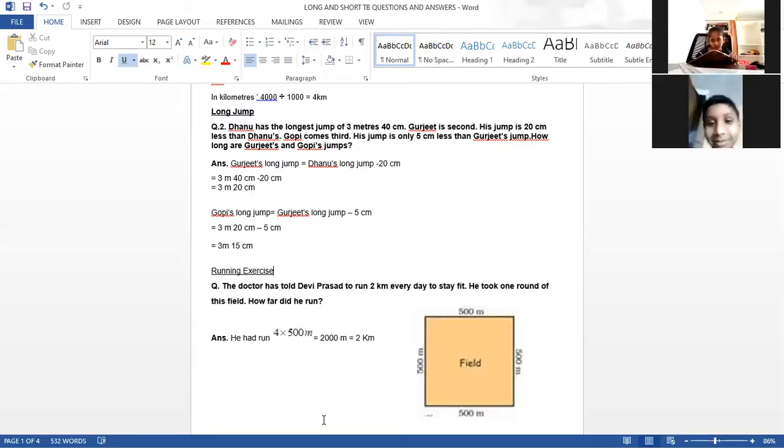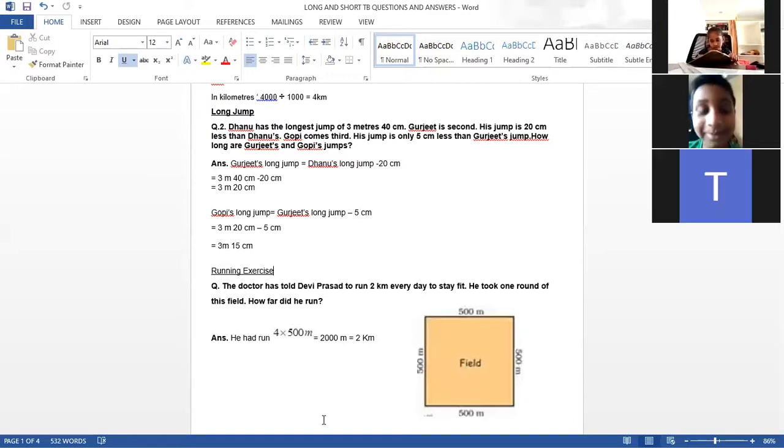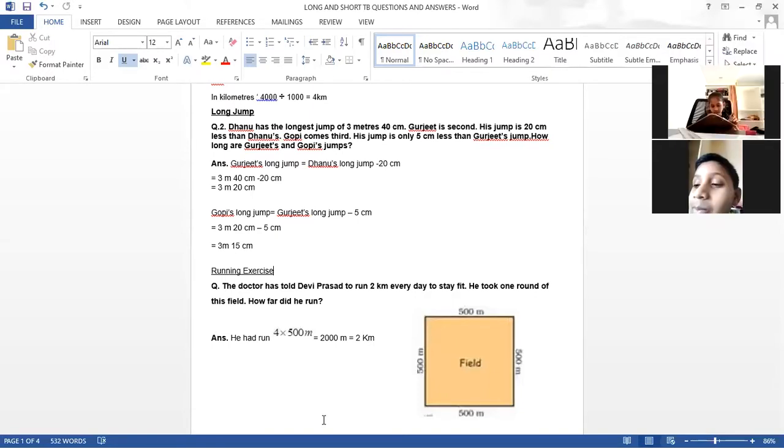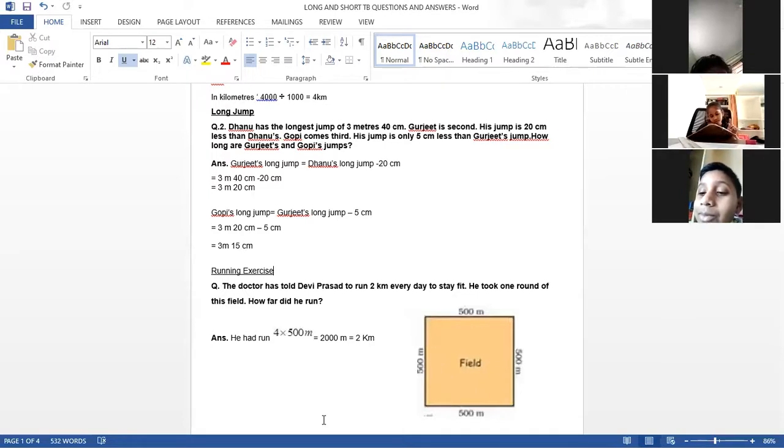So it is a very simple question. You have to add 500 four times, and you will get the total. The total is 2000 meters. 2000 meters is the distance covered by him. Convert into kilometers. 1 kilometer is 1000 meters, so divide by 1000, and you will get 2 kilometers. As the doctor advised, 2 kilometers per day.